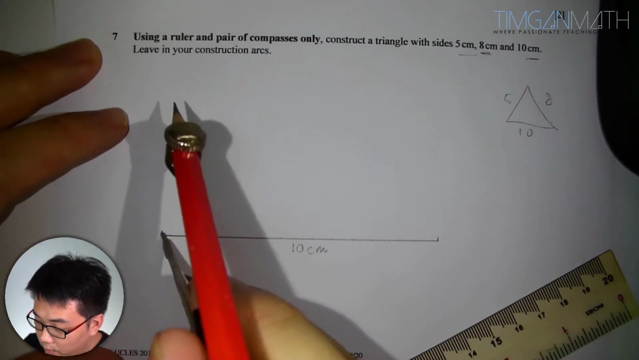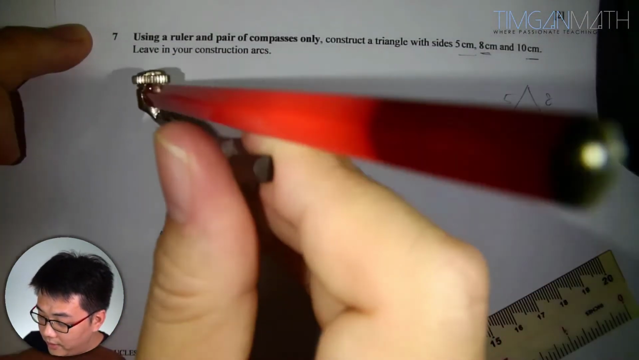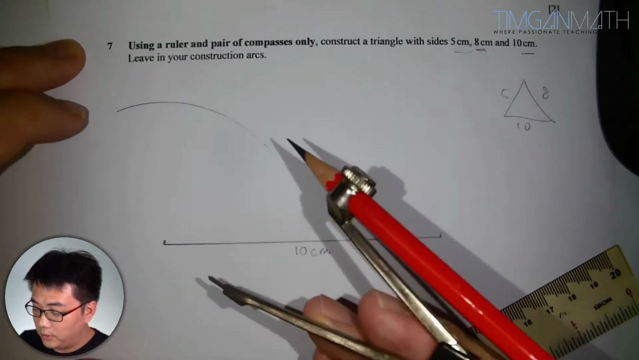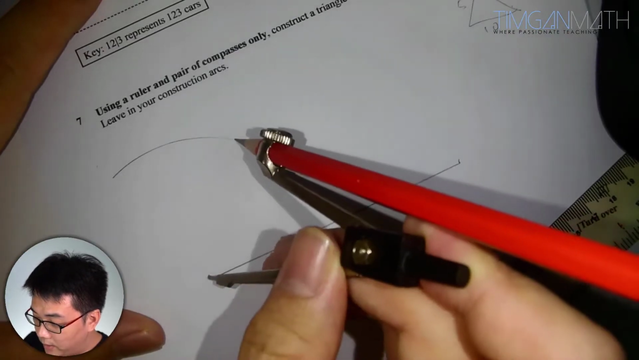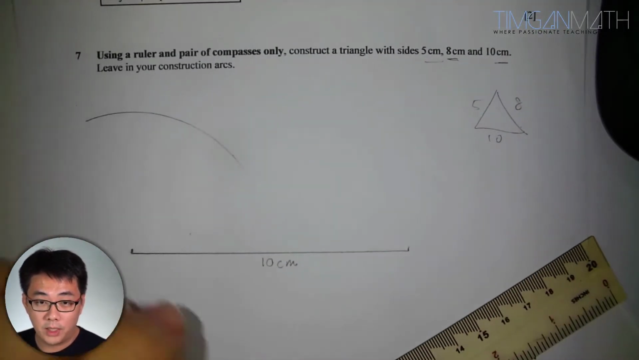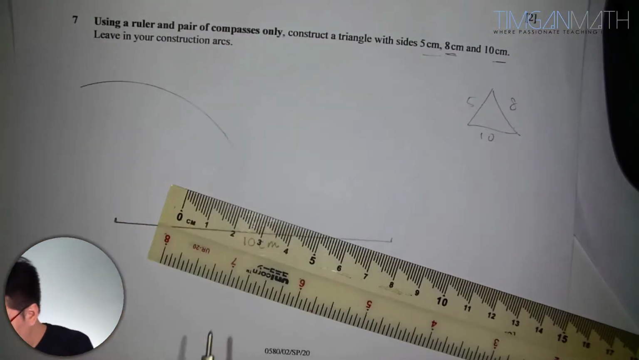Now, why do I draw an arc with a radius of 5? Because any point on this arc here is actually 5 cm away from this point. Right, so if you think about it, these are all 5 cm away from this point here. Then the next one will be 8 cm. So same thing, measure 8 cm using a ruler here.